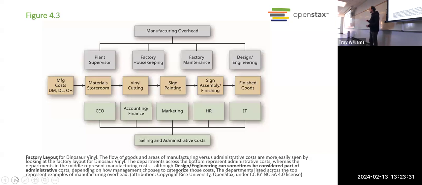Then we've got our period costs that have nothing to do with production, right? So that all falls under selling and administrative. Period costs include the executives' salaries, accounting and finance, marketing, HR, IT, all of that is really support. Not the actual production, it's something else. So that all falls into period costs.